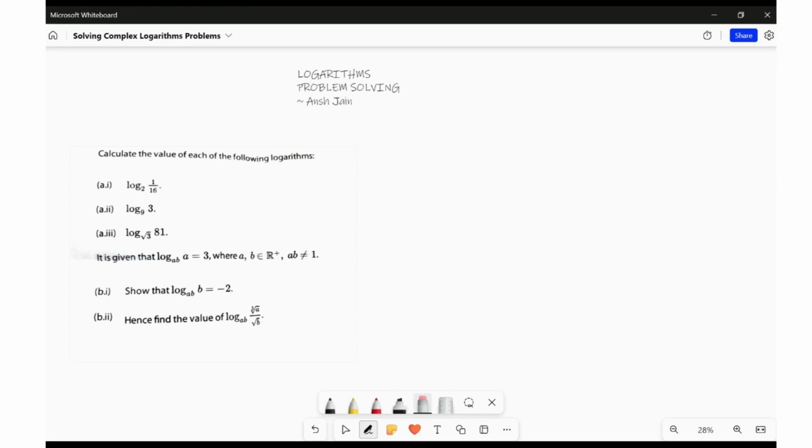So in the first part we have log 1 by 16 base 2. We can write 16 as 2 to the power minus 4, right? So it will be log 2 to the power minus 4 base 2. Now using the property of the logs, minus 4 would come at the beginning of the log. So it will be like minus 4 log 2 base 2. And log 2 base 2 is 1. So the answer is minus 4.